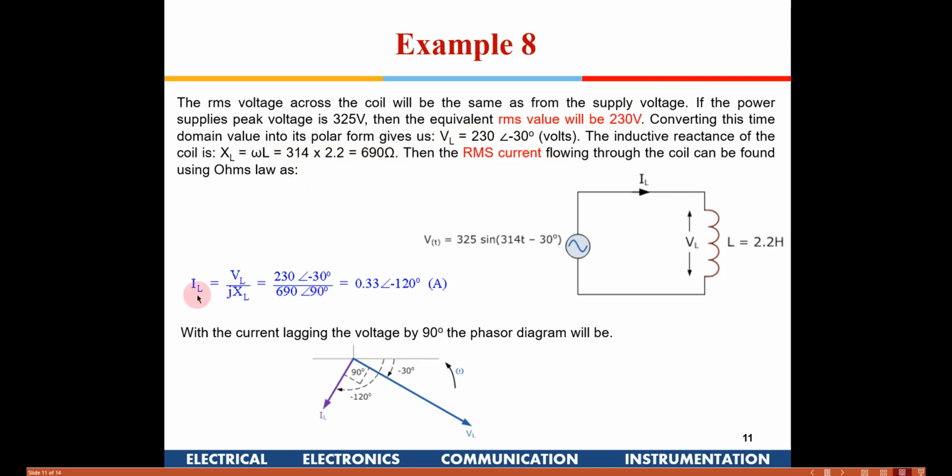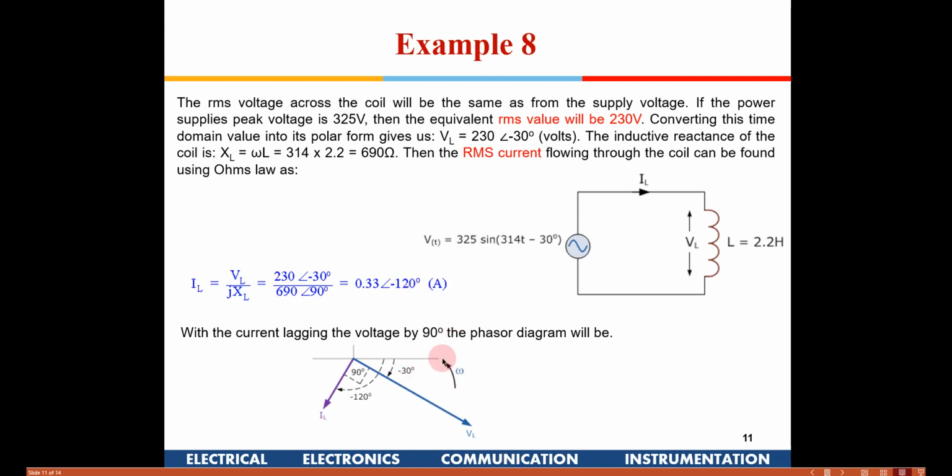So the R.M.S. current will be VL divided by JXL. So this is 690. Since it's an inductor, and if you see the current, it's minus 90 out here, right? Because it's an inductor JXL. So that is the reason this J is being represented in the phasor as 90. So you divide these two, so you get this answer.